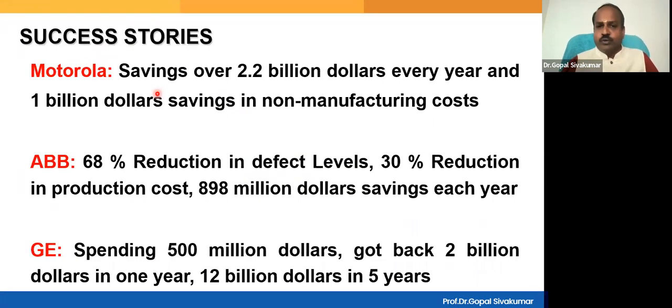So these are the results these companies achieved. Motorola achieved a saving of $2.2 billion every year in manufacturing and $1 billion in non-manufacturing. Please notice the word manufacturing as well as non-manufacturing. At the time of introduction itself, Six Sigma was applied in both. What are the non-manufacturing departments within your company? The accounts, sales, logistics, supply chain, warehouse. Six Sigma can be applied in all areas, not necessarily in manufacturing.